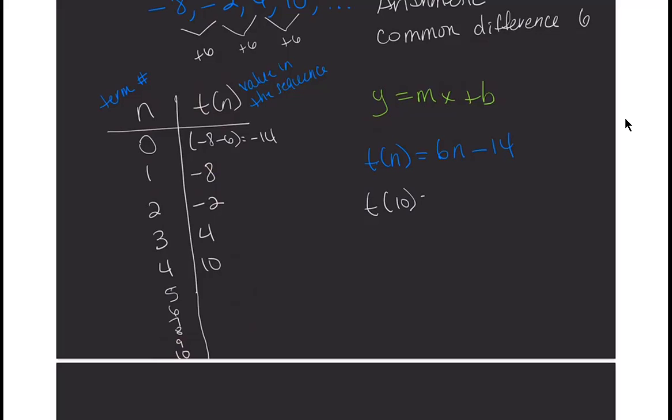t of 10 equals 6 times 10 minus 14. So t of 10 is going to be 60 minus 14. So t of 10 is going to equal 46. So our 10th term value is 46.